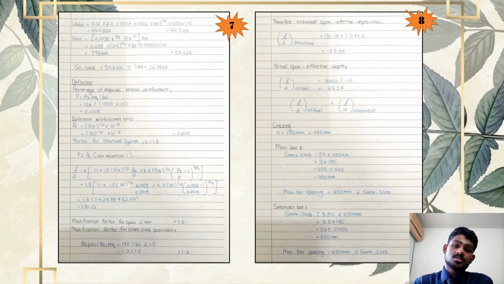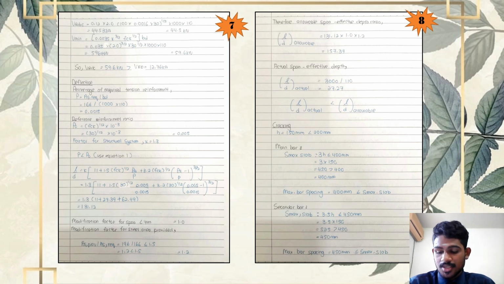The next is therefore the allowable span effective depth ratio is 157.34, and also the effective depth, which is the actual span that we get, is 27.27. So here we can conclude the actual is less than the allowable. So it is considered okay, and for the cracking, h equal to 150 millimeter is less than 200 millimeter.